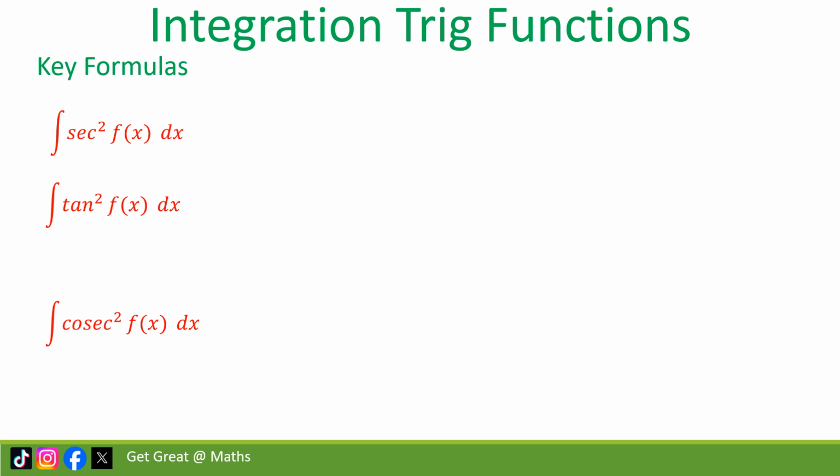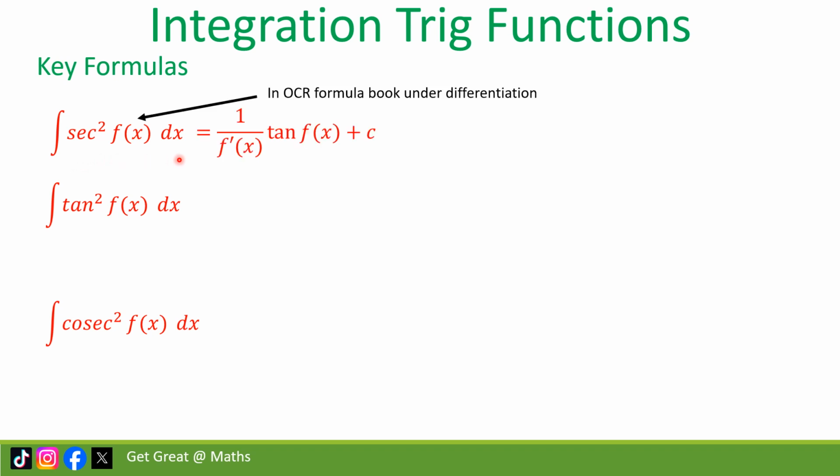So we're going to look at the integral of sec squared of f of x dx. Now, in your formula book, they tell you the differential of tan x is sec squared x. So this is the reverse. This is the opposite of what is given in the formula book for the differential of tan of f of x. Remember, you always have to divide by the differential of f of x, which is f dashed of x, and you put your plus c on the end.